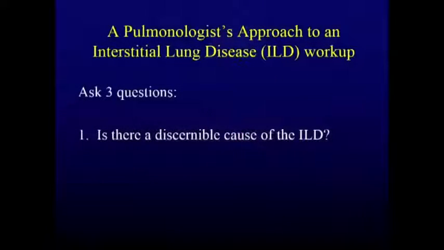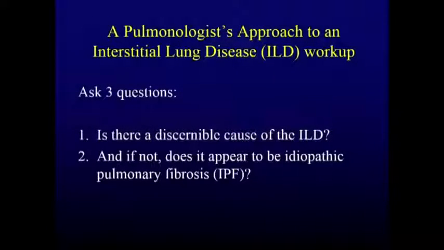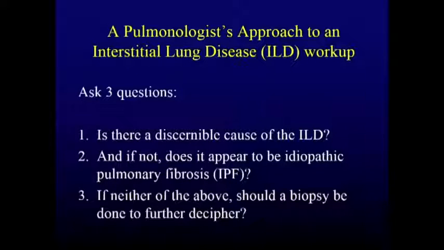And so when we're trying to get to the 60% of the pulmonary fibrosis cases that end up being idiopathic, we have 3 questions. Our questions are, is there a discernible cause? That means history. If not, does it appear to be on CT scan idiopathic pulmonary fibrosis? And if neither of the above, should a biopsy be done? And so these are the topics that we're going to structure our talk around.